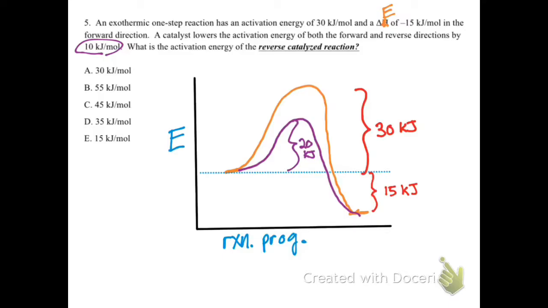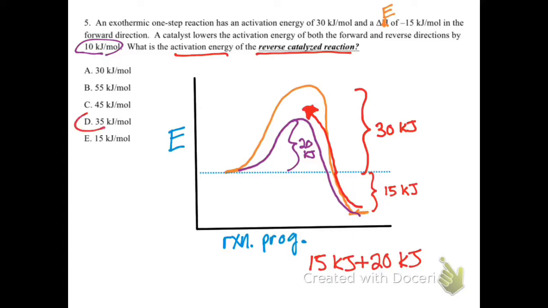So if we're looking for the activation energy of the reverse catalyzed reaction, we can see here that for reversing the reaction, we're going to start here. We have to first overcome these first 15 kilojoules to get back to our baseline, and then another 20 kilojoules more to get up to the top here. So I think this diagram is really useful in seeing how much energy we need to overcome in the reverse direction. So it's going to be 15 kilojoules plus the 20 kilojoules, which gives us a total of 35 kilojoules per mole.